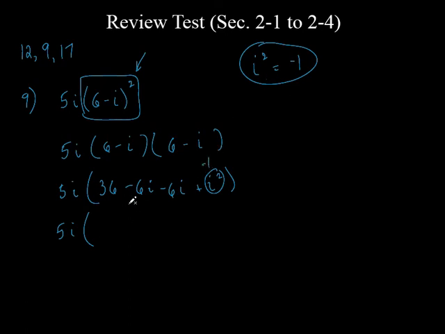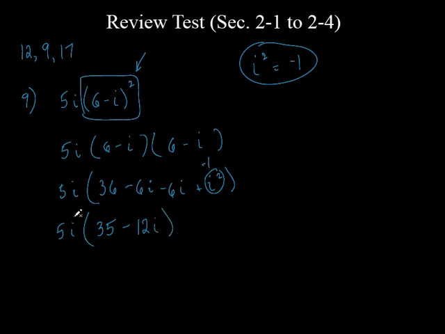So it's negative 1. Look what I have. Let's do a little bit of this in one step. I have 36 plus a negative 1, or minus 1. What does that give us? 35, right? 36 minus 1 is 35. And look right here: negative 6i minus 6i is negative 12i.